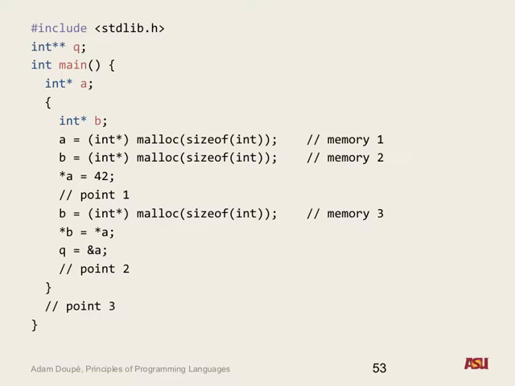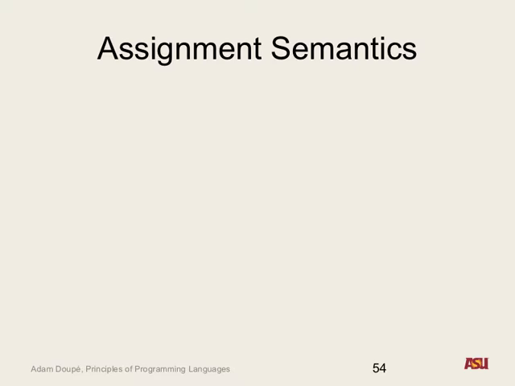Okay. Cool. So now we looked at memory semantics. Now we're going to look at assignment semantics. So we've been looking at, so far, copy semantics, right? When we see an assignment statement, we know exactly how to interpret that. So when we see A equals B, what does this mean in the semantics that we've been using so far? Copy value of B into A.